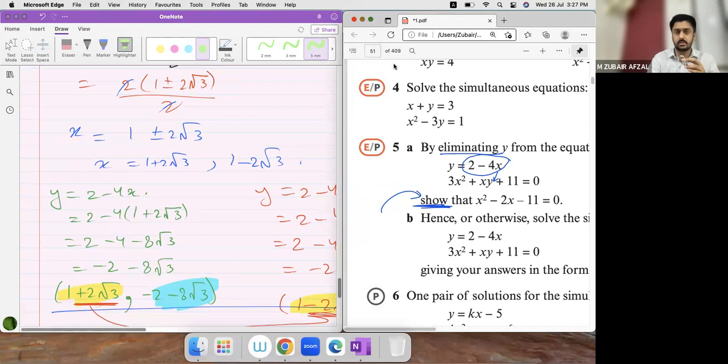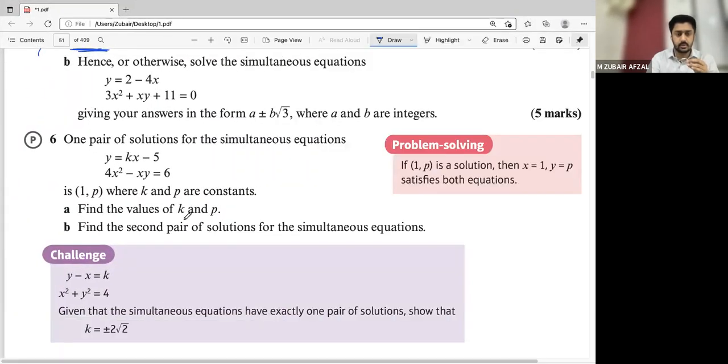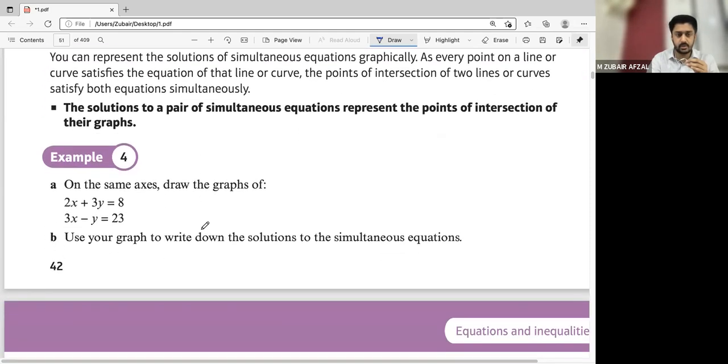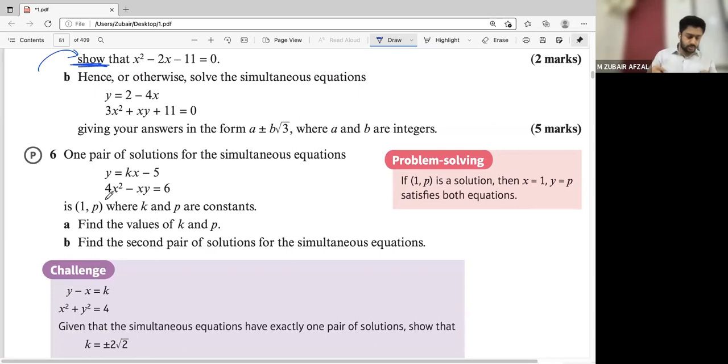So this was one of the things. Okay, let's see. One pair of the simultaneous equation is this: 1 comma p, find the values of k and p. 5 marks. On the same axis, draw. Can you try this question right now?